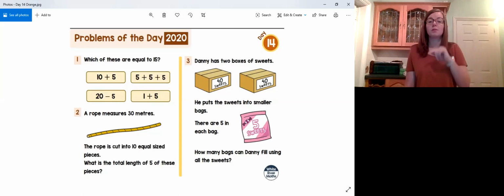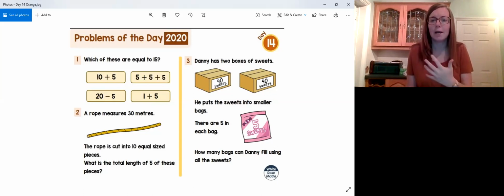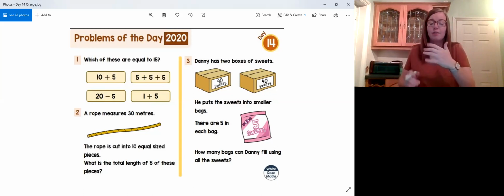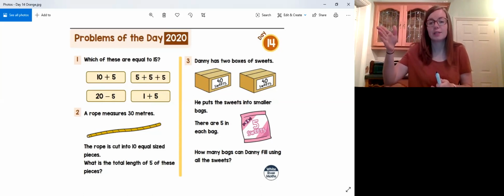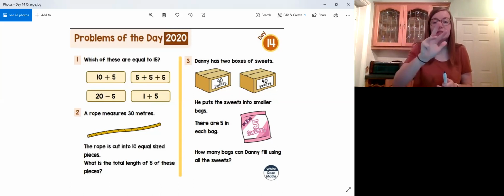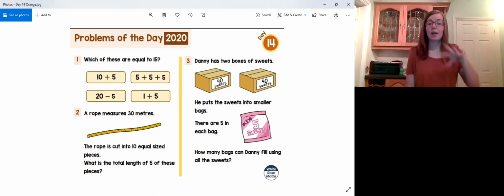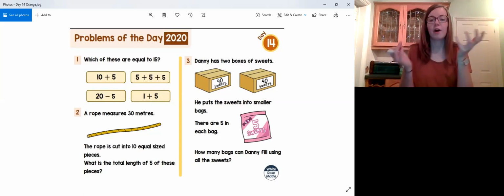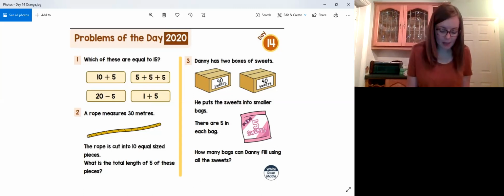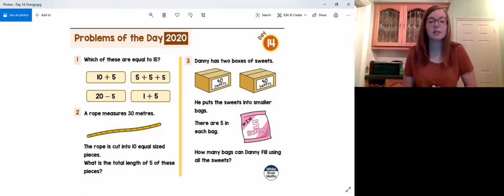Now the next one swaps our operation or our calculation round, so we've now got a subtraction. So 20 minus 5. So this time we're counting back 5 hops on the number line. So if we start at 20, go 19, 18, 17, 16, 15. So that one also is equal to 15. We think about our number bonds there, that if we're taking a whole 10 minus a 5, 5 and 5 go together.